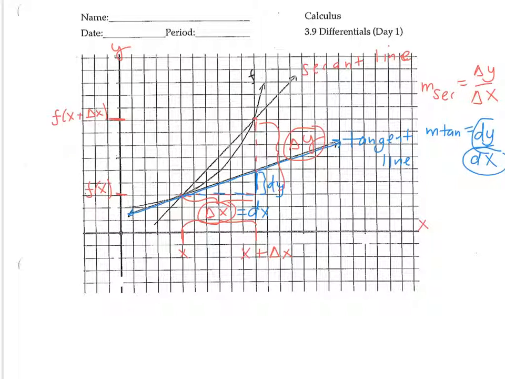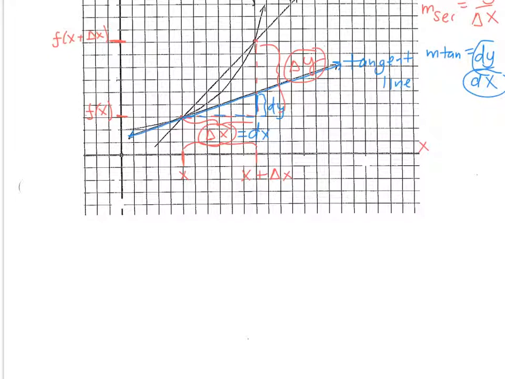The whole point of doing this exercise is just to make sure we understand the difference between a secant line and a tangent line, and make sure we can find delta y and delta x on a graph, and make sure we can find and label dy and dx on a graph. So just a couple more things, and then we're going to practice two more.